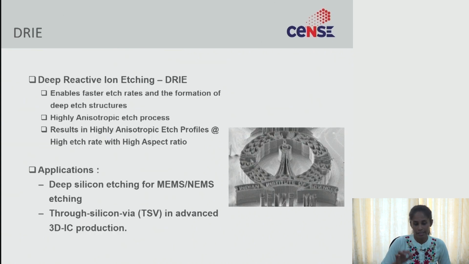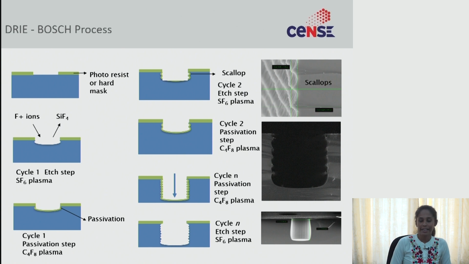And next, DRIE. So what is the advantage of DRIE applications? It's deep reactive ion etching, and it enables faster etch rates and the formation of deep trenches. It results in a highly anisotropic etch profile and high etch rates with high aspect ratios. Okay, so applications: you will mainly use it in MEMS and NEMS etching, and also through silicon vias for usage in advanced 3D and IC production. Okay, so DRIE.